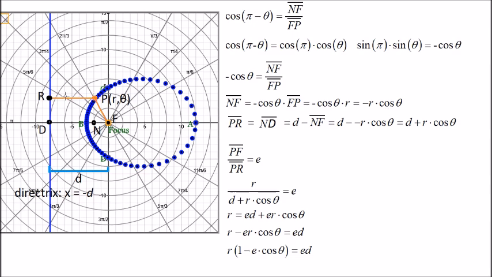The distance from P to R is the same as the distance from N to D. But the length of ND is the length of FD minus the length of NF. FD is the distance from the pole to the directrix, and we call that distance D. And then minus NF, which is negative R cosine of theta. So we end up with PR is D plus R cosine of theta.